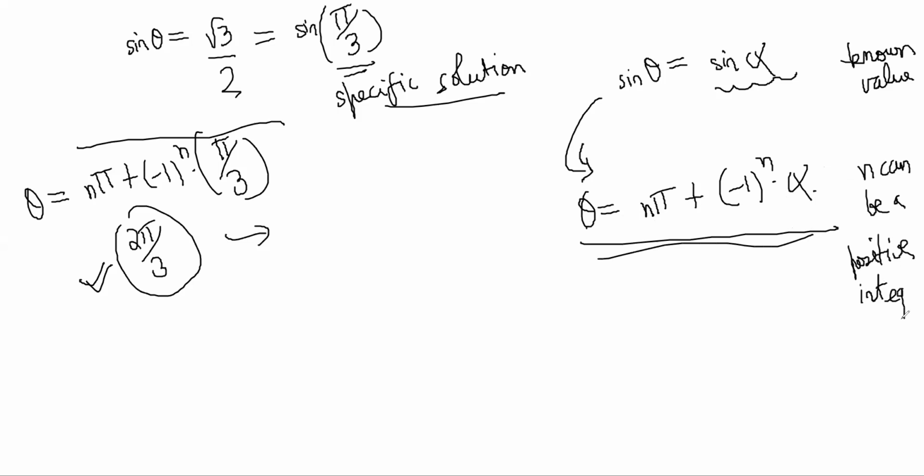N can be a positive integer. It can also be 0. N can be 0, right? You keep putting the value. This is what we are doing. Here the alpha was pi by 3. In the previous question, alpha was pi by 6, right? Okay, so now we'll also do a general solution for cos theta.